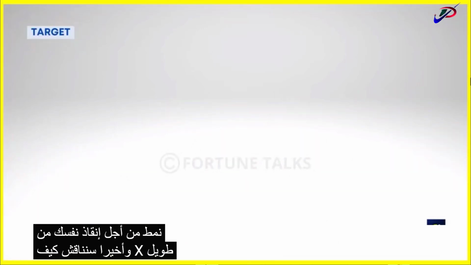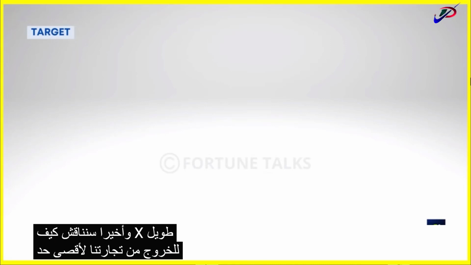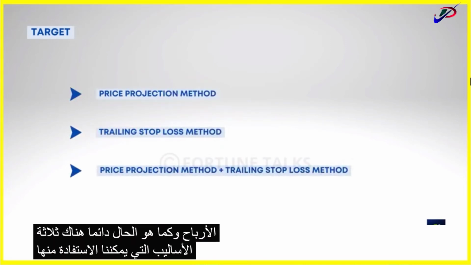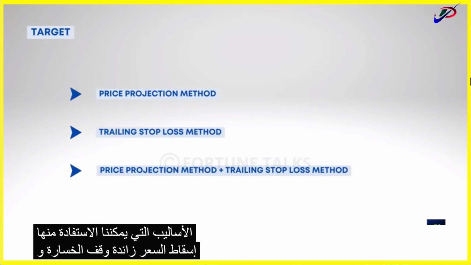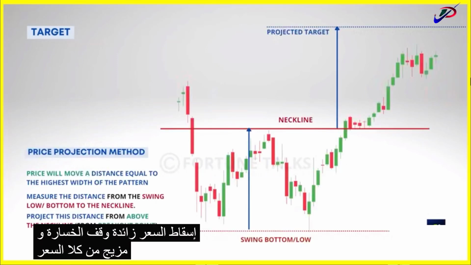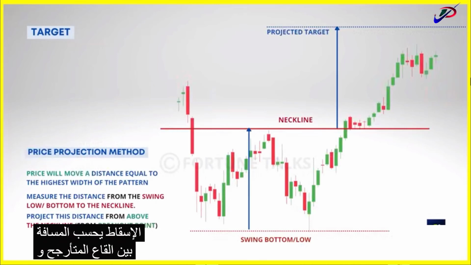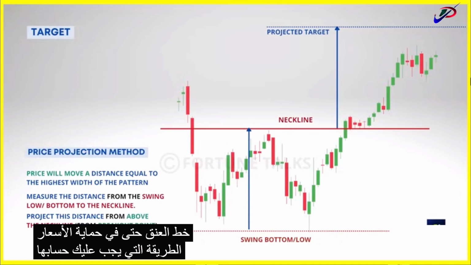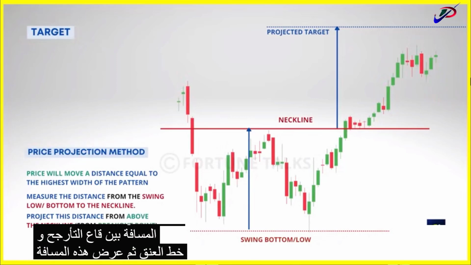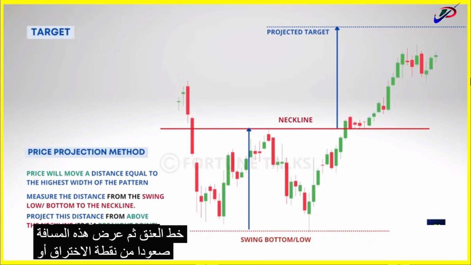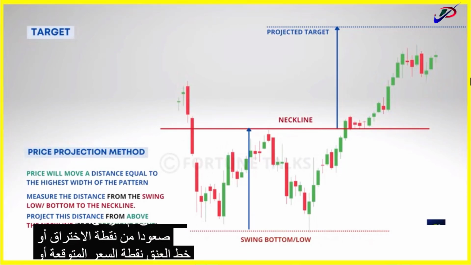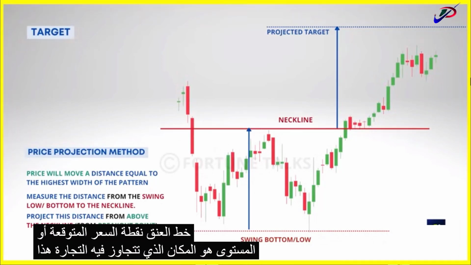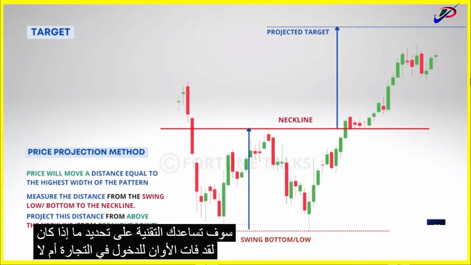And finally, we will discuss how to exit from our trade for maximum profits. And as always, there are 3 methods that we can make use of: the price projection, trailing stop loss, and a combination of both. In the price projection method, you have to calculate the distance between the swing bottom and the neckline. Then project this distance upward from the breakout point or neckline. The projected price point or level is where you exit the trade. This technique will help you decide whether it is too late to enter a trade or not.